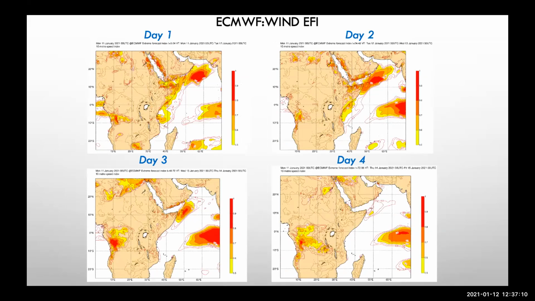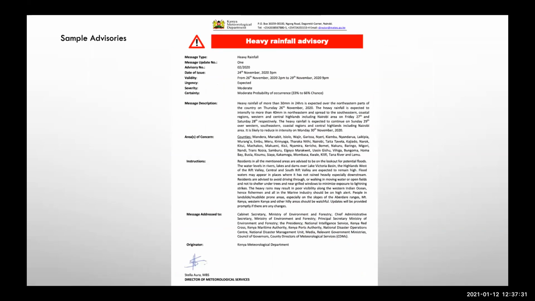We are also looking at wind, and for the coming number of days, for day 1 up to day 5. And of course, we use ECMWF and other products, including the GFS and the Met Office products, which again, we've got special access. And these are the sample advisories.